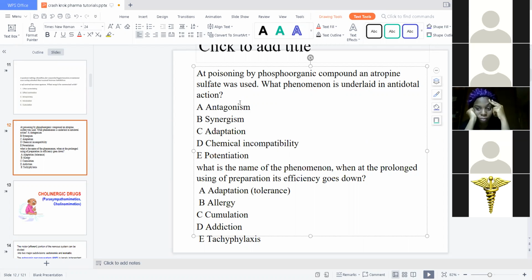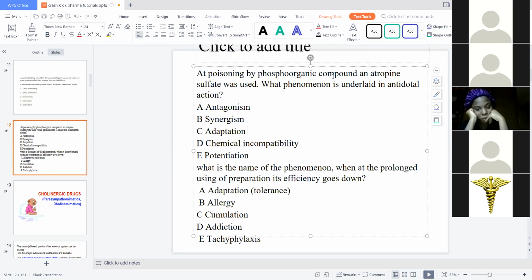Hello, Dauda? Okay, so it's antagonism because the question says the person was poisoned with phosphoorganic compound and atropine sulfate was used to reverse the poisoning. So we're looking for the opposites. We're looking for what drug is going to oppose phosphoorganic compound. Antagonism has to do with opposites. An agonist increases the effect, while an antagonist decreases the effect. So atropine is an antagonist of phosphoorganic compound.